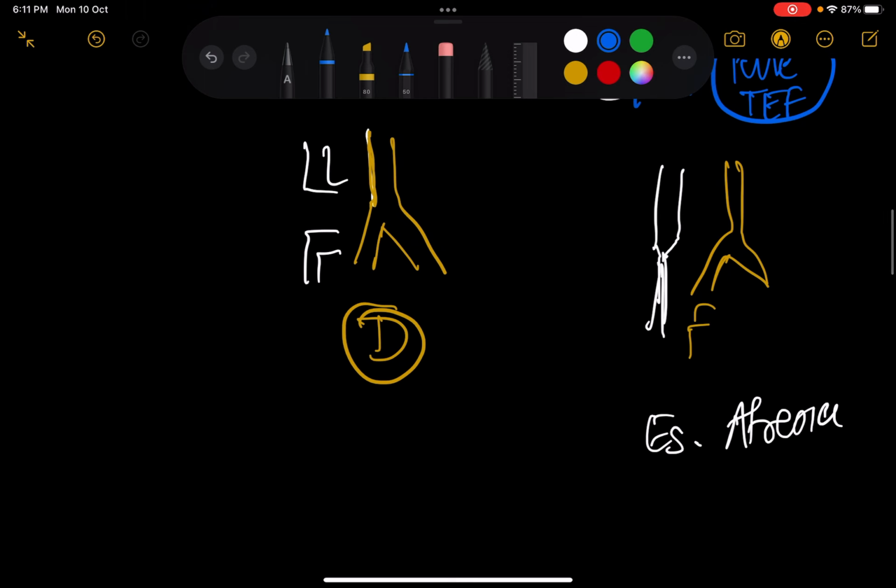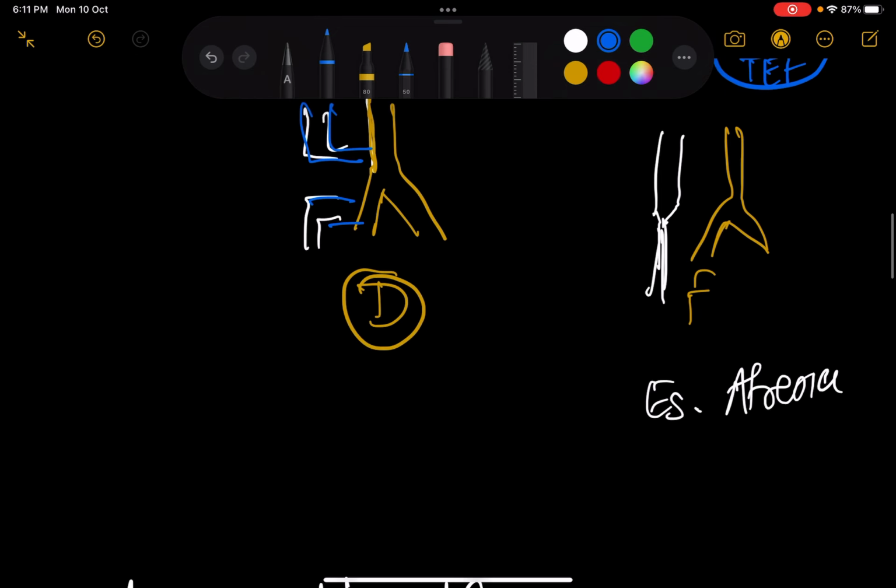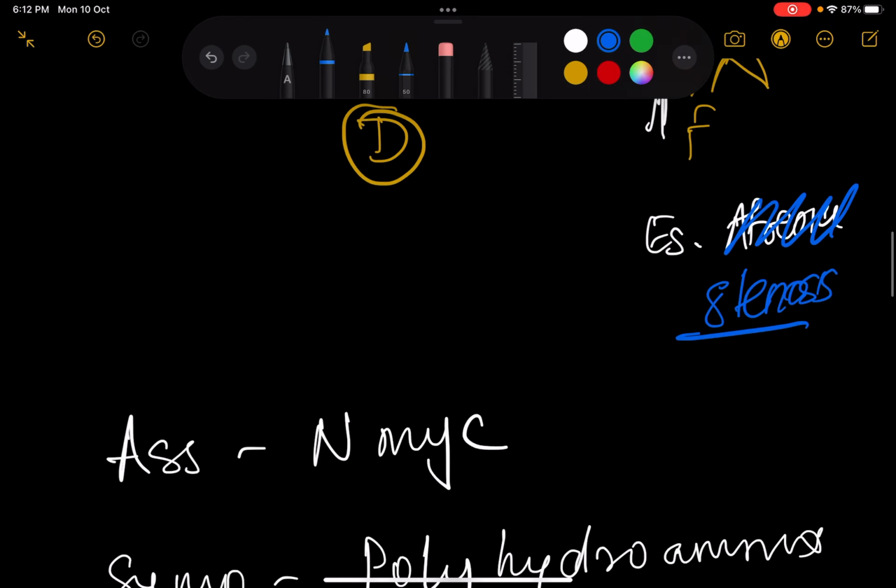Type D is when both the ends are opening into the trachea, but they are not opening together, as in the case of a pure tracheoesophageal fistula or type B. This is called type D because it enters separately. One opens proximally, the other opens distally. And then type F is when you have an esophageal atresia. Actually, lesser than atresia, I would say we would write stenosis. So that could be your type F.